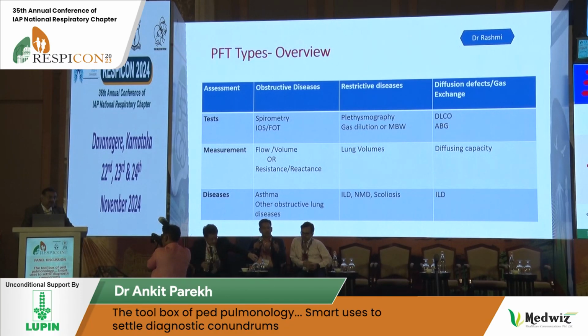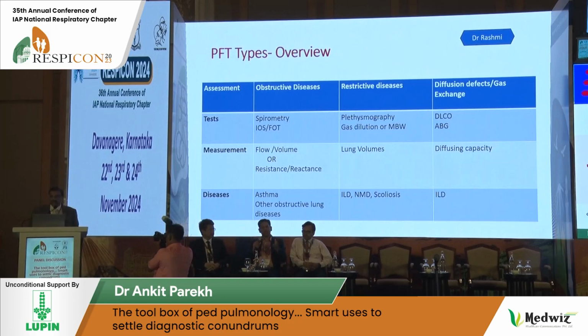One is it may be obstructive disease. Asthma is an example, or it is a restrictive disease like ILD, or there may be a neuromuscular disease. Third one is there is a diffusion defect or problem in the gas exchange. So based on that, you have to decide which test you are going to do first. So spirometry is the most common test that is employed. So that will show you the flow volume curves and degree of airway obstruction.